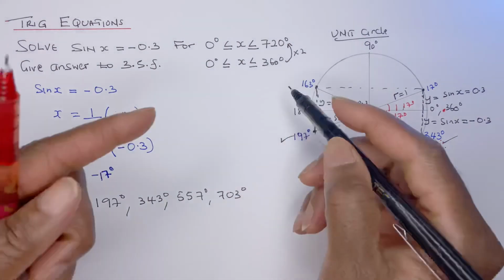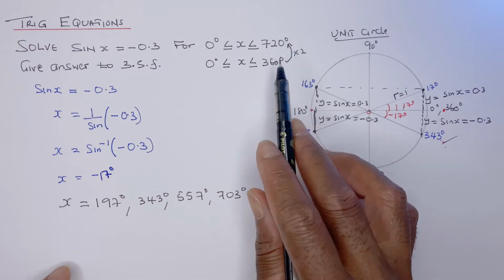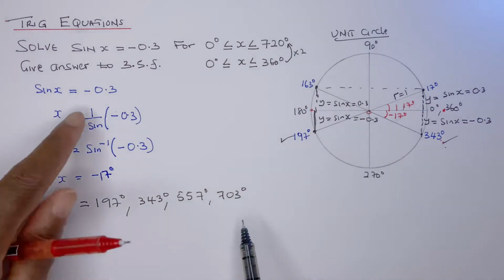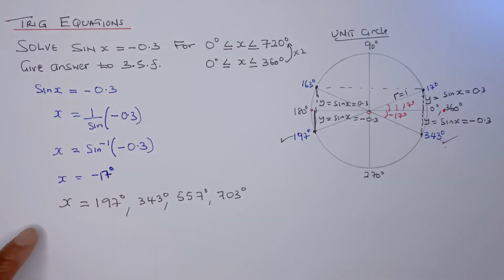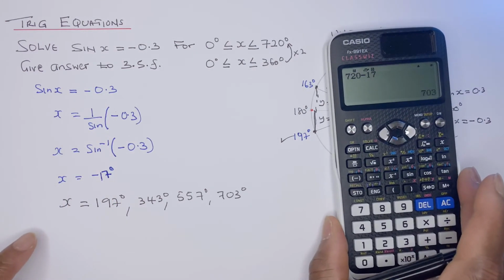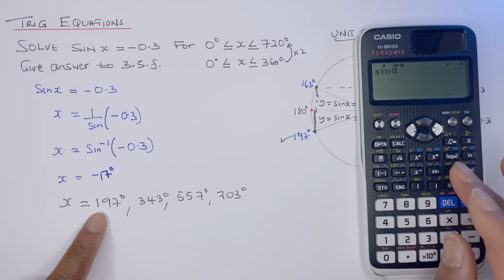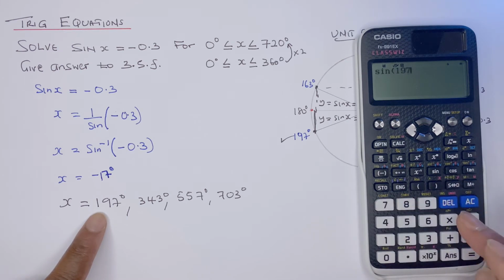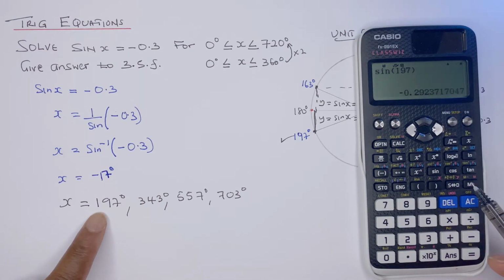So that covers that domain, between 0 degrees and 720 degrees. These are the angles that will give the value of sine x equals minus 0.3. So why don't we check it and plug these values in and see if it satisfies the values we've got. So all we need to do now is go sine 197, close bracket, we get minus 0.29, so that's minus 0.3.